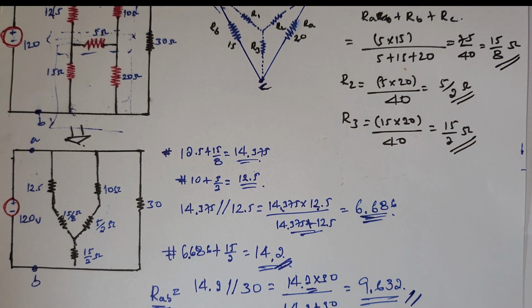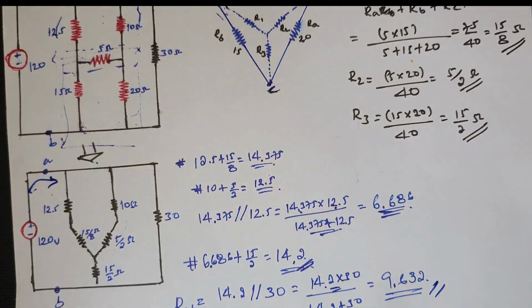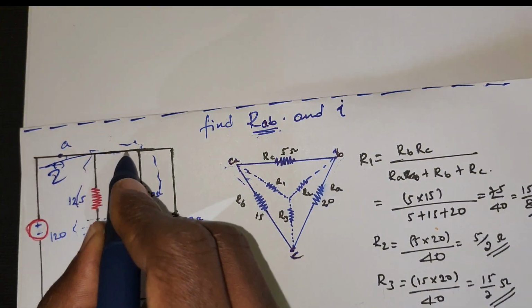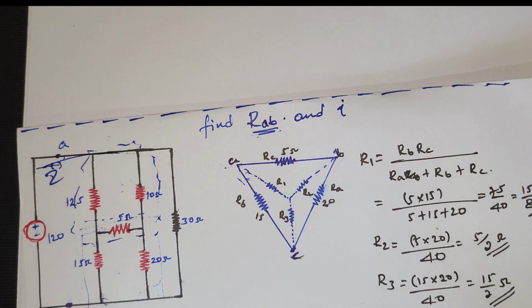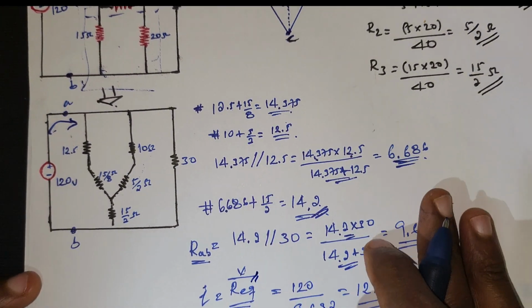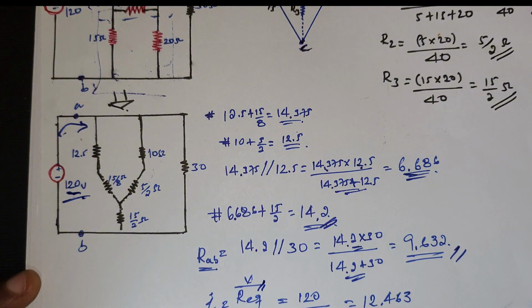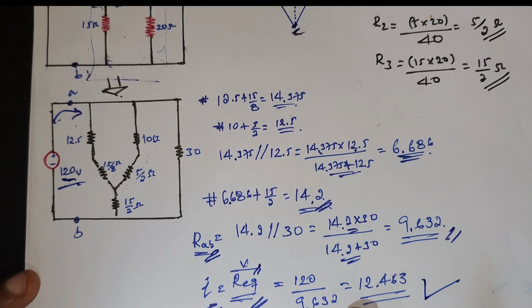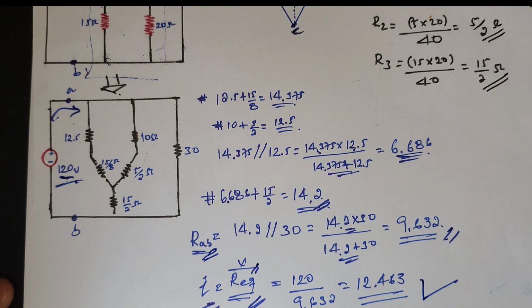The final value of the resistor is 9.632. In order to find the current I, the current flowing in right here, we use V, the supply voltage, which is 120, divided by the equivalent resistance RAB, 9.632. This is equal to 12.463, which is the final answer. So this is how we can calculate. Thank you.